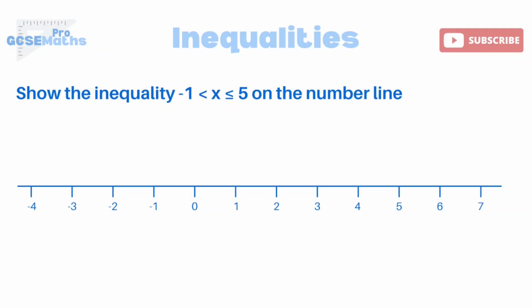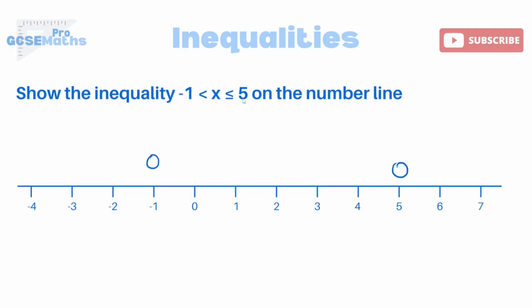So in this case, you're going to have to draw 2 circles. Obviously, still just on those 2 numbers. So -1 gets a circle, and 5 gets a circle. Now, the -1 circle I'm not going to colour in, because it's not equal to that, is it? It's just x is obviously greater than the -1.